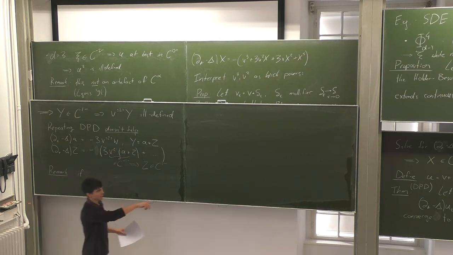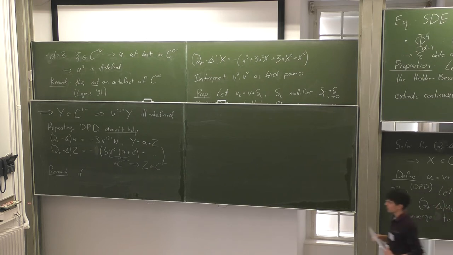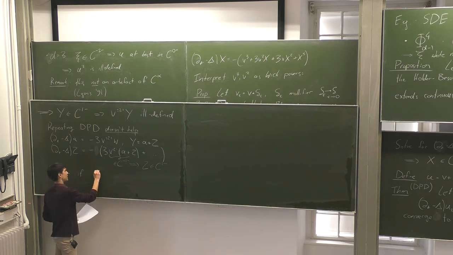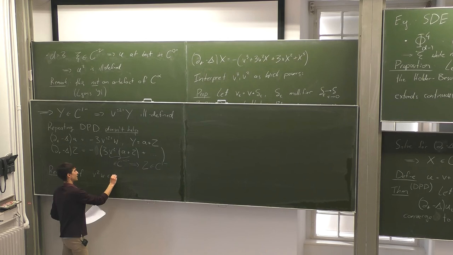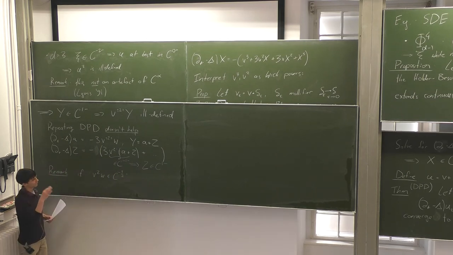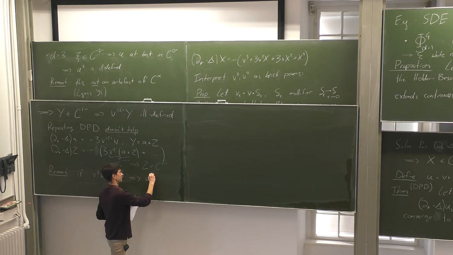So if the product between v squared and w actually did inherit the sum of their regularities. So v squared was in minus 1 minus, w was in 1 half minus. So if we could make sense of v squared w inside C minus 1 half minus, then we'd be in much better shape. Then we're okay.